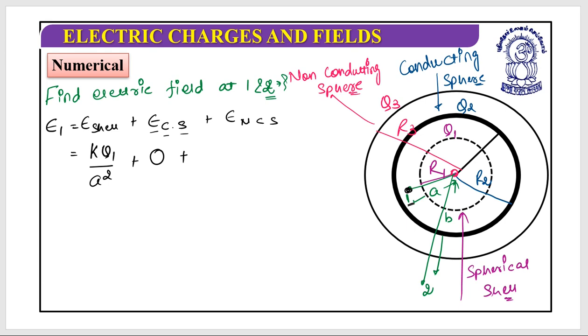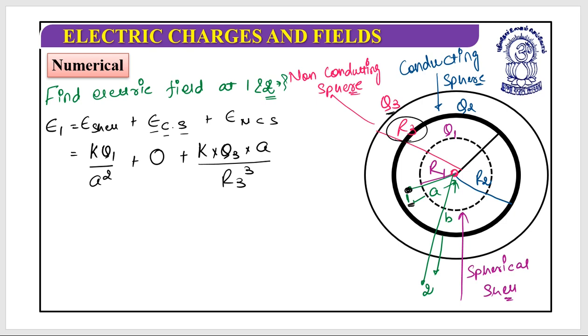Plus, next is the electric field due to the non-conducting sphere. For the non-conducting sphere, this is Q3, and this point is lying within the surface, so it has an electric field. What would it be? Let's write it down. It's K multiplied by charge multiplied by distance, where the distance is A, divided by the cube of its own radius, which is R3. So this is R3 cube. Have you done this? What was your answer? Was it the same?